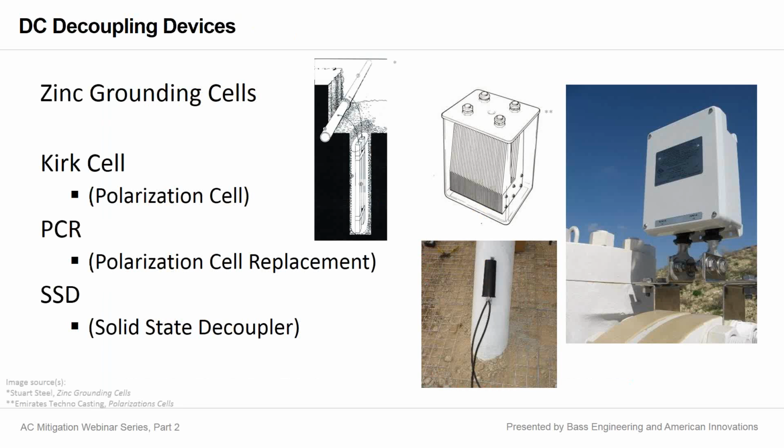There are a number of DC decoupling devices on the market. Some of these have been around for a number of years. Probably the first zinc grounding cells or the first decoupling devices that we experienced in this business were the zinc grounding cells. And you see just a material cut sheet diagram of that in the top middle. And that essentially consisted of two zinc anodes separated by a simple cardboard separator. Both anodes were enclosed in a single bag.